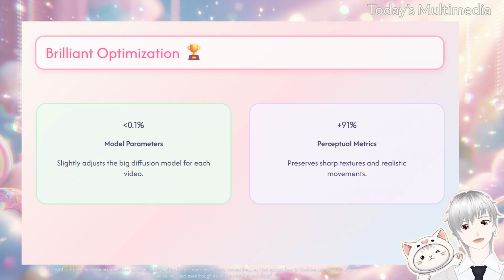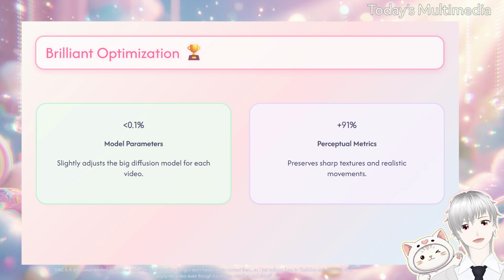And the way they do this is just brilliant. They optimize the input weights directly within the loop of the diffusion model, meaning the two systems learn to speak perfectly to each other. They also use a clever trick to slightly adjust the big diffusion model specifically for each video, using less than 0.1% of the model parameters. When they tested this against traditional models and even the other modern AI methods, the new approach completely blew the competition away. It preserved sharp textures, high-frequency details, and realistic movements, while the other methods just produced a blurry mess at the exact same tiny file size.